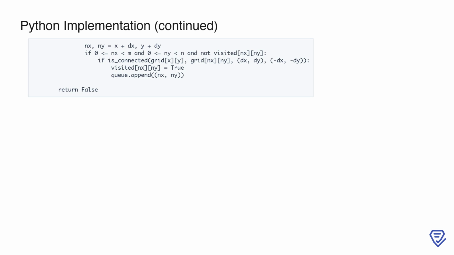If both conditions are satisfied, we call the is_connected function to check if the current street type and the new street type are compatible in the given direction. If they are connected, we mark the new cell as visited and append it to the queue for further processing. This continues until either we find a valid path to the bottom right cell, in which case we return true, or the queue is exhausted, meaning no valid path exists. In the latter case, we return false. This ensures that the algorithm explores all possible paths systematically while avoiding cycles using the visited list.